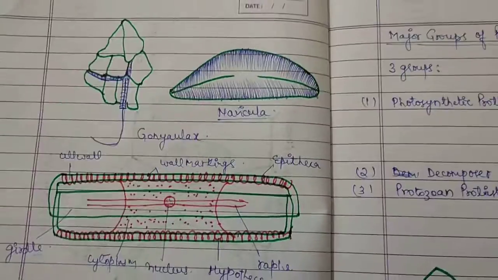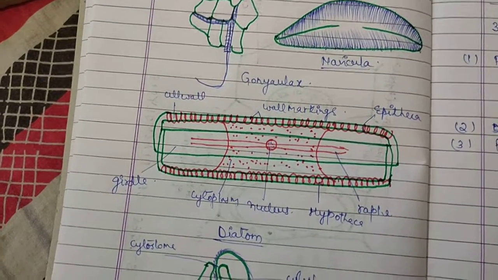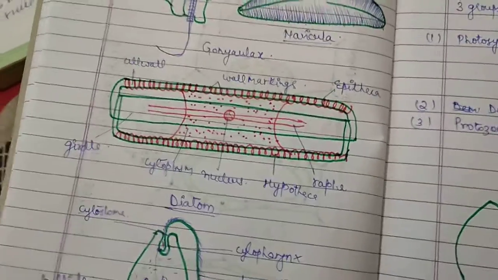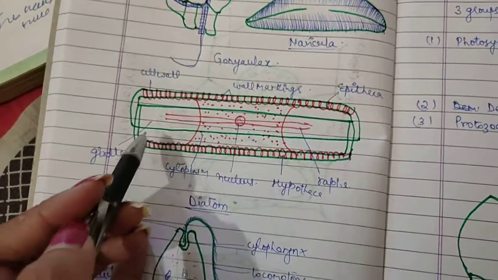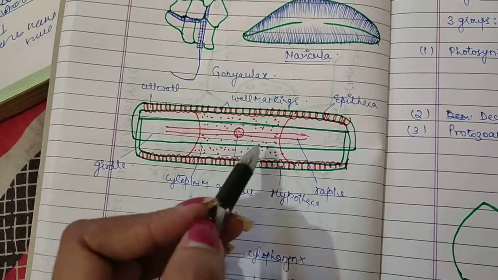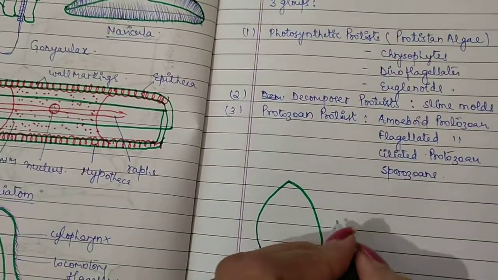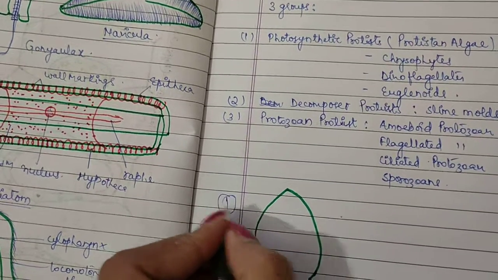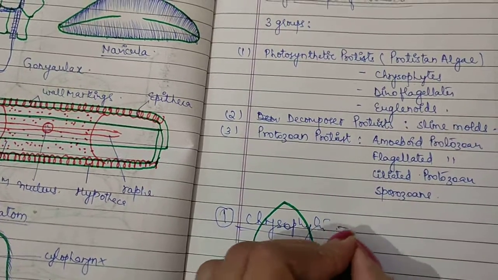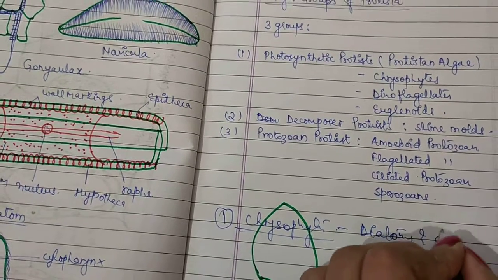So the very first group is chrysophytes, and this includes diatoms and golden algae. Diatoms, this is the structure of diatoms. You can see here it resembles a soap case. So the first group is chrysophytes. What are the examples? Diatoms and desmids.